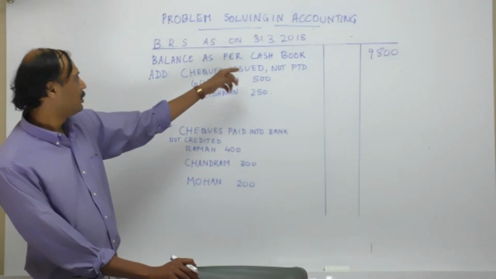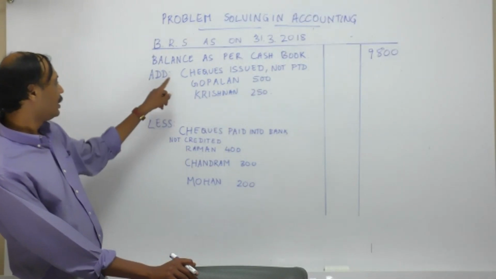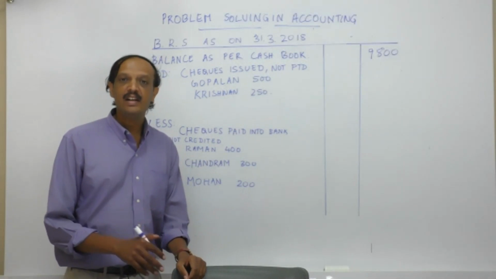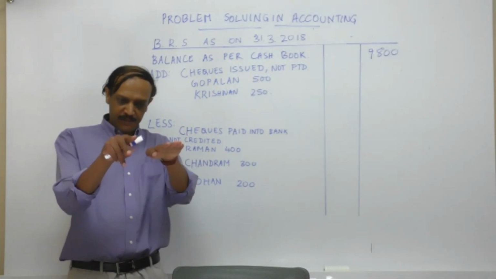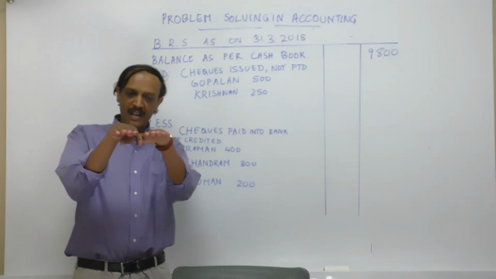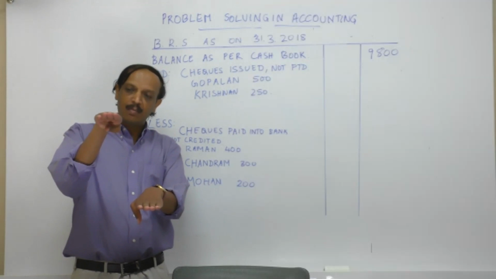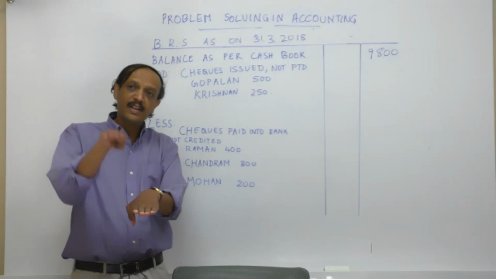In this problem, you're starting with the balance as per the cash book. If you issue a check to somebody, you will immediately credit your account as per your books. So if this is the cash book and this is the passbook, and it shows the same balance, if you issue a check, you will reduce your cash book. But the bank will reduce only when it is presented for payment. So there is a difference.